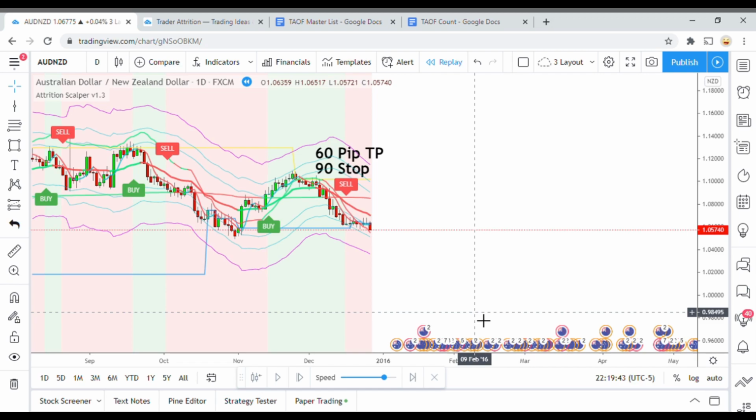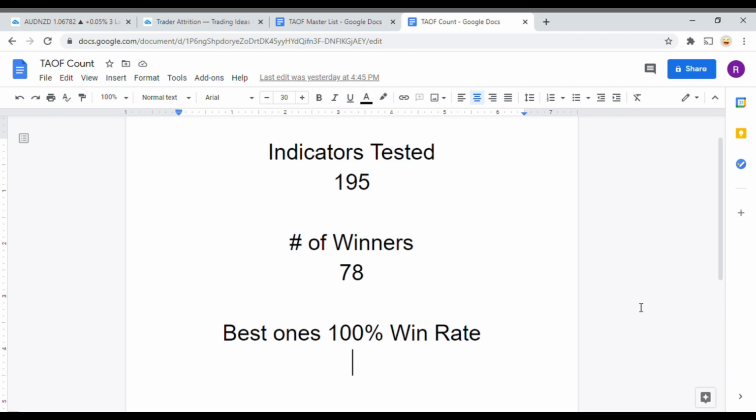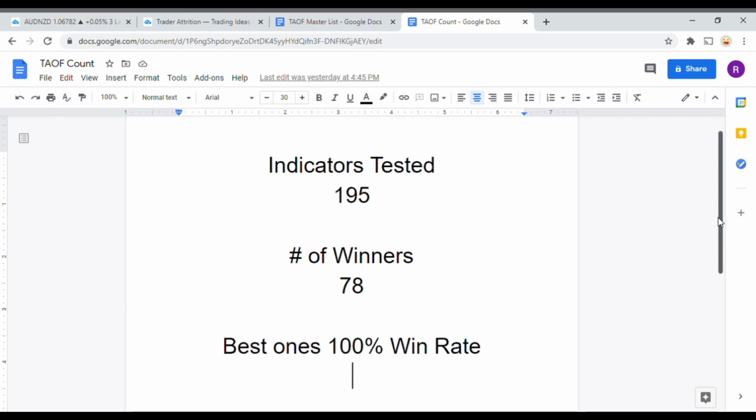Alright, as I said, today we will be testing the Attrition Scalper indicator. But before we do, I wanted to put the indicator scoreboard up for everyone to see.